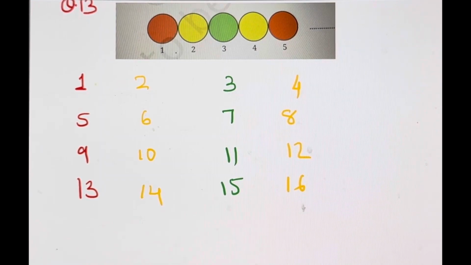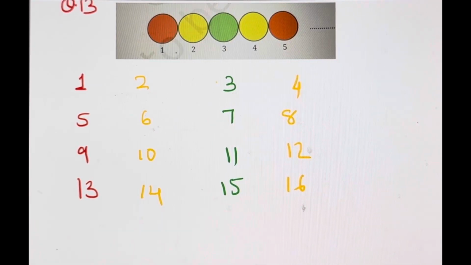So I've arranged the numbers, the positions at which the colors follow, right? I've written them in sequence, and you saw that it is in the sequence of a group of 4. So red, yellow, green, yellow, again red, yellow, green, yellow, right? So it goes on like this. I have written it in the same manner, so it's easy for you to understand.